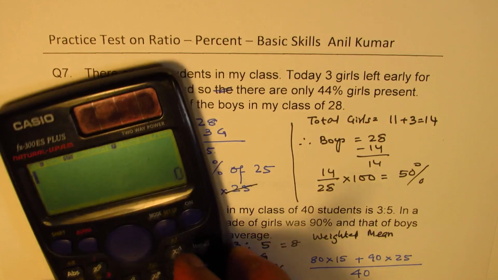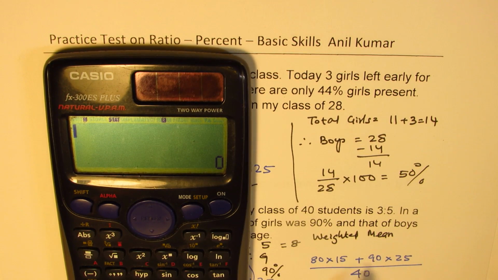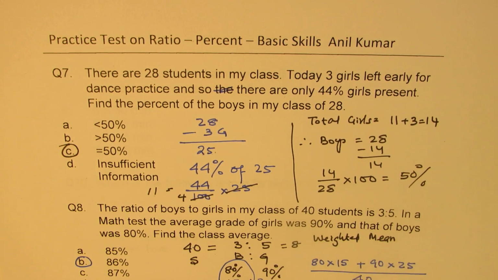Now let's calculate this. I'm using the calculator. If not allowed, then you could do the calculations manually. So we have 80 times 15 plus 90 times 25, and we are going to divide this by 40. We get 86.25 as our answer. We are expecting slightly higher than the mid value, so that seems to be okay. So we'll go to 86%, which is rounded to the nearest, correct?